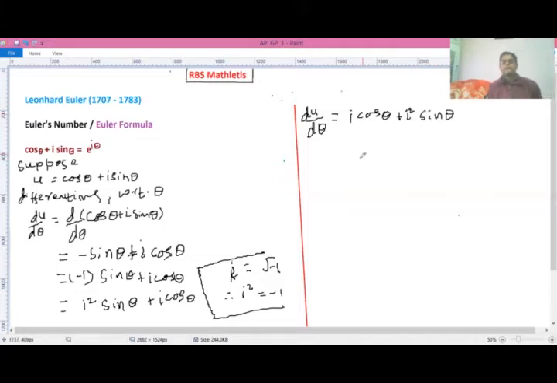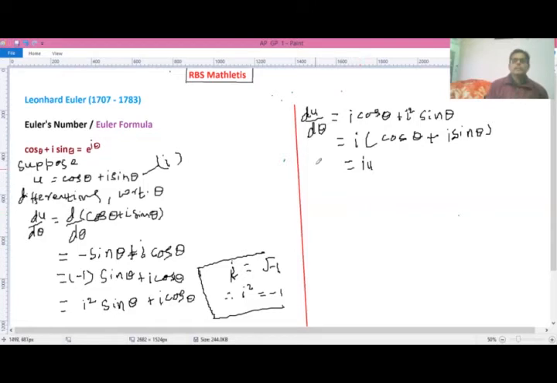I just wrote it like this, a plus b equal to b plus a. So first I wrote i cos theta, then i square sin theta. Then from both of these you can take i common. When i is common, you are left with cos theta plus i sin theta, which you can write as u. So what you can write here is i times u.